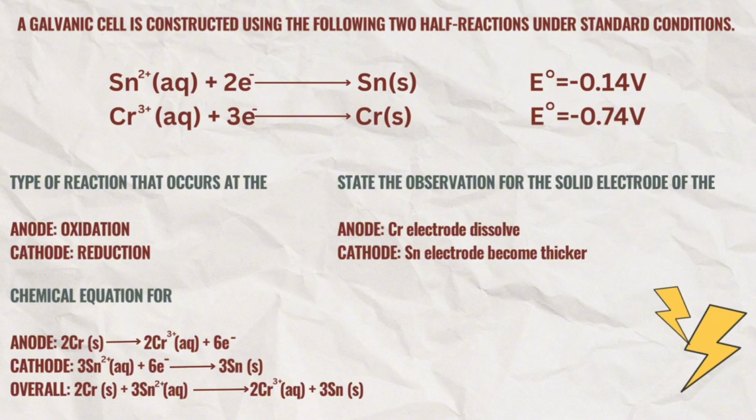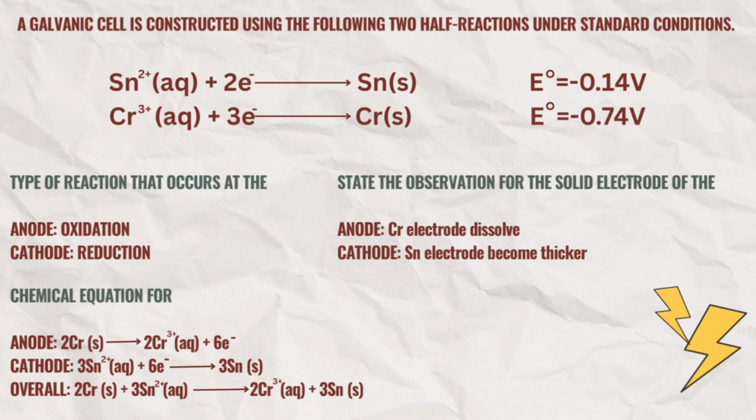Since the tin half reaction has a more positive standard electrode potential, tin acts as the cathode, while chromium acts as the anode. At the anode, the type of reaction that occurs is oxidation. At the cathode, the type of reaction that occurs is reduction. This follows the rule that oxidation occurs at the anode and reduction occurs at the cathode.